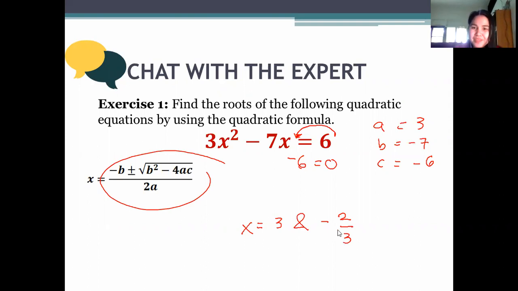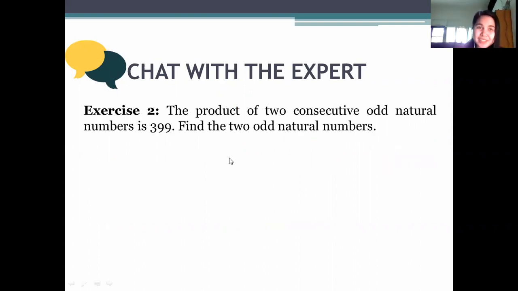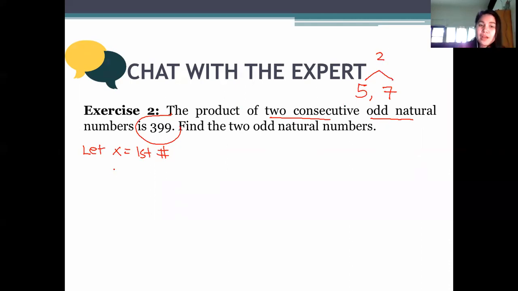Let's go to the problem. Ready? It's the same as yesterday. The product of 2 consecutive odd natural numbers is 399. Remember, these are 2 consecutive odd natural numbers, example, 5 and 7. So let x be the first number. What's the second number? What's the gap? The gap is 2. So the second number is x plus 2.